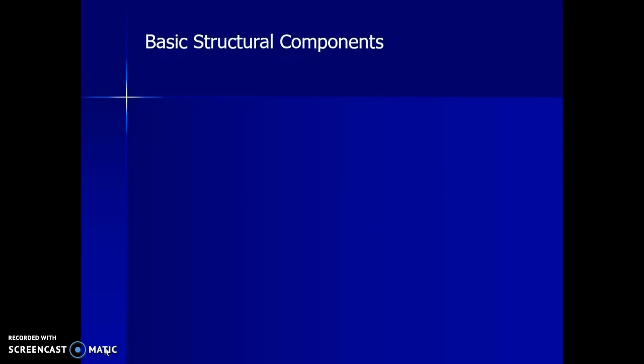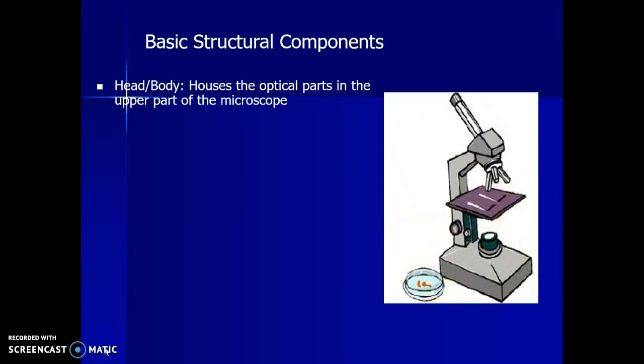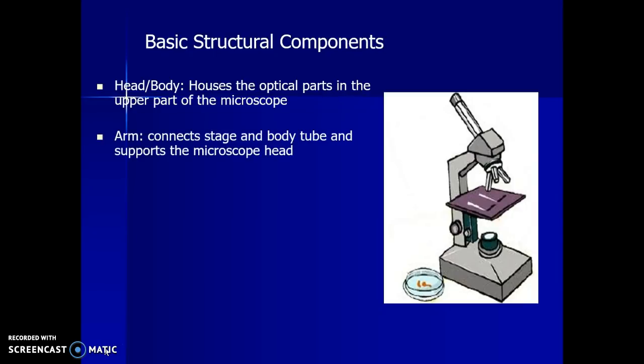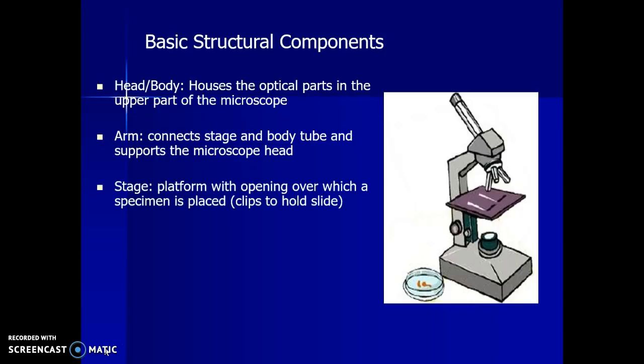Now let's look at the basic structural components first. The head or the body consists of optical parts in the upper part of the microscope. The arm connects to the base of the microscope, and the head. The stage is connected to the platform. This is where you will place your specimen to view. Finally, the base is the support, and it contains the illuminator.